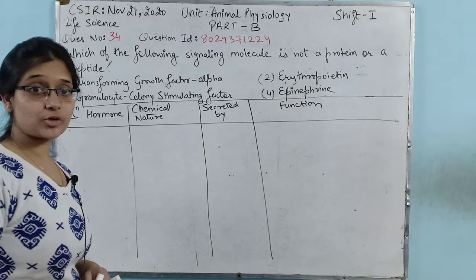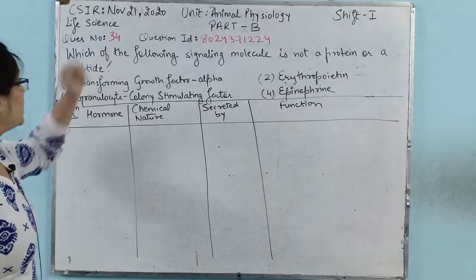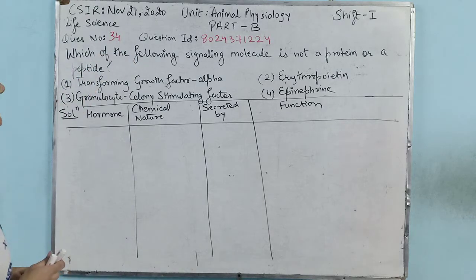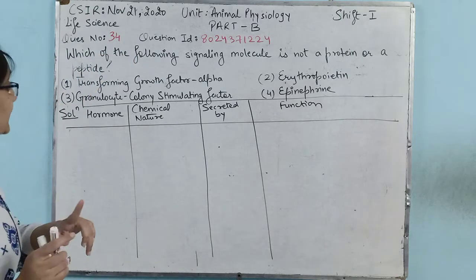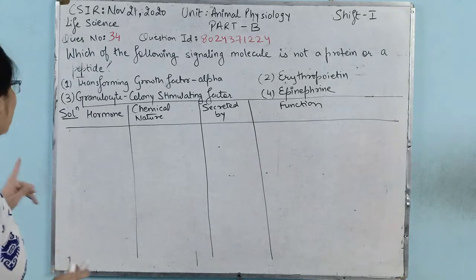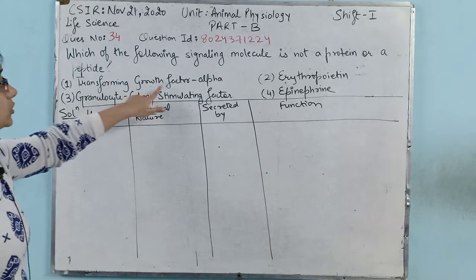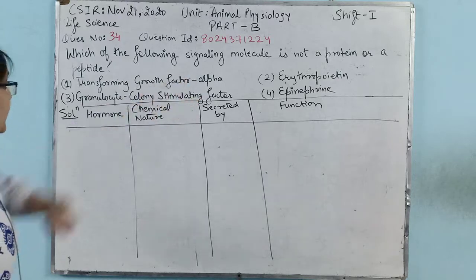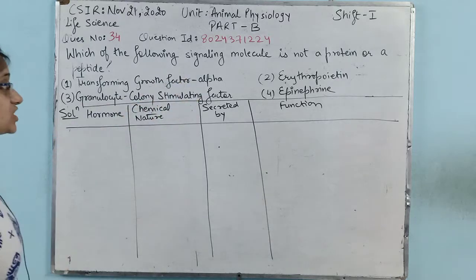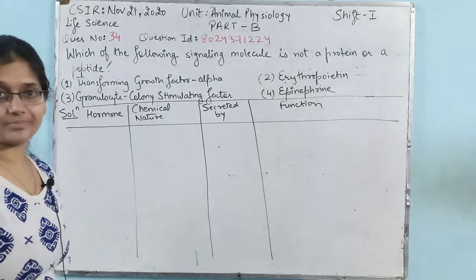So our next question is question number 34, which is: which of the following signaling molecules is not a protein or a peptide? The options are transforming growth factor alpha, erythropoietin, granulocyte colony stimulating factor, and epinephrine. So let's discuss all of these one by one.